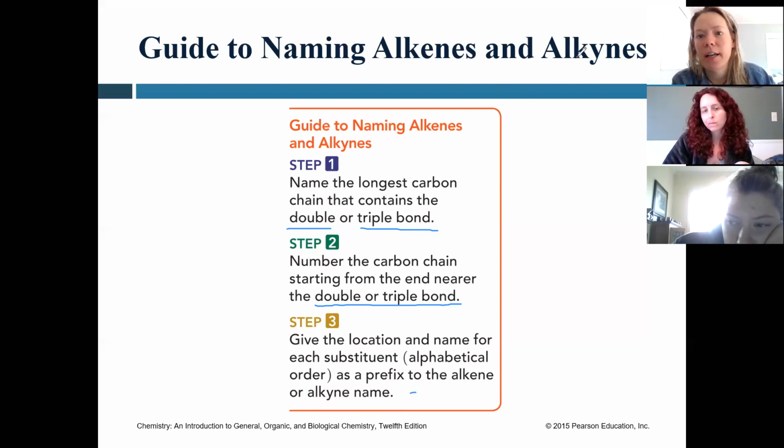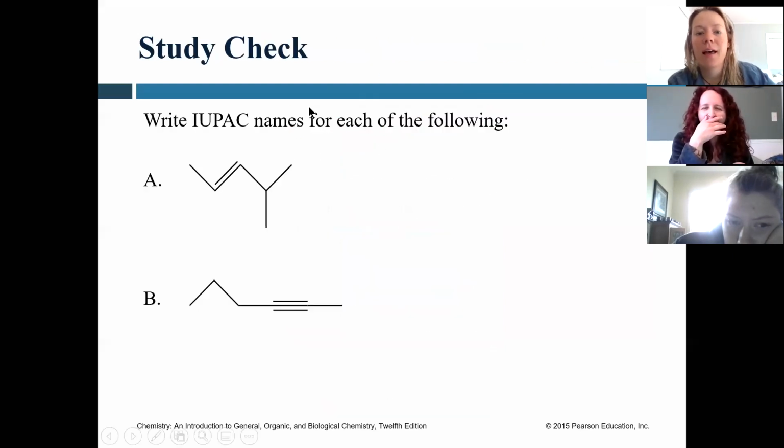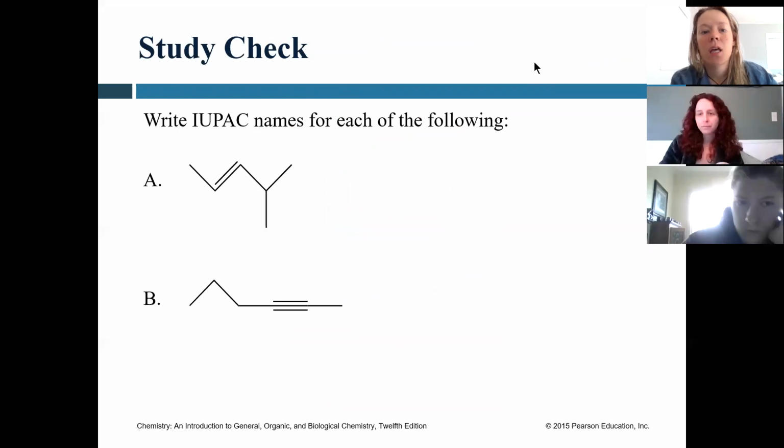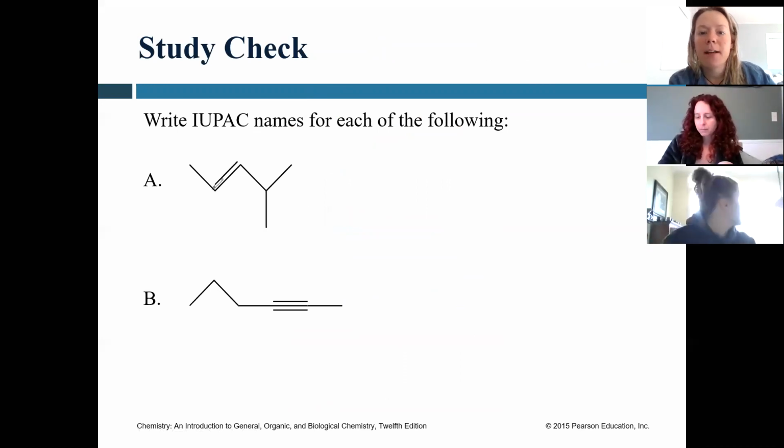So that happens at the very end, almost like an afterthought. So let's look at this one here. In this one, I'm finding my longest carbon chain with the double bond. So first identify the double bond. Here it is. The longest carbon chain, 1, 2, 3, 4, 5 carbons.